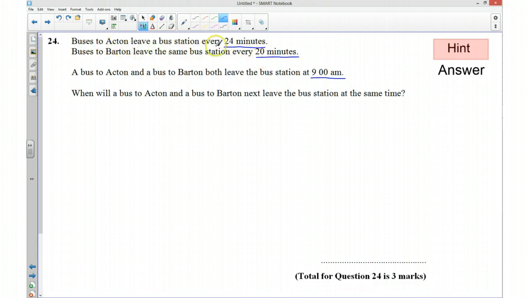So the bus to Acton is going to leave after 24 minutes, and then again after 48 minutes, and then again after 72 minutes, etc. And this one's going to leave after 20 minutes, and then 40 minutes, and then 60 minutes, and then 80 minutes, etc. So we're looking for a common multiple of 24 and 20, and that will tell us when they'll both leave the bus station again at the next time. So that's my hint. See if you'd now like to pause the video and have a go at answering the question.